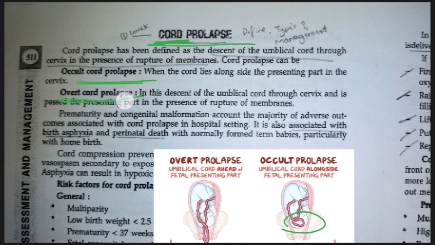The second type is overt cord prolapse. In this, the cord gets delivered before the baby, in the sense that the cord will be present outside the vagina. That is overt cord prolapse. These are the two types of cord prolapse.